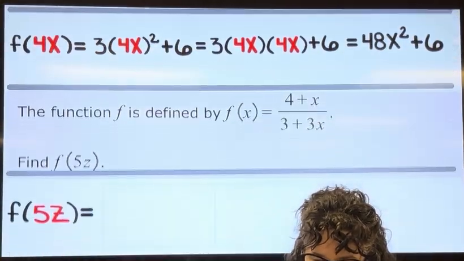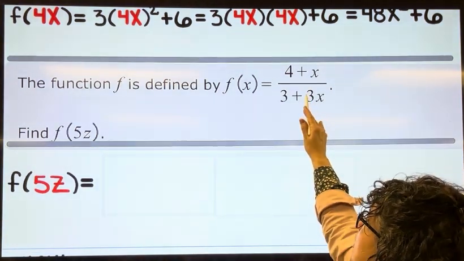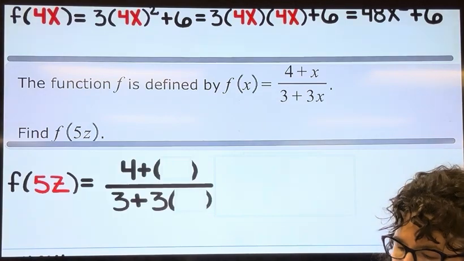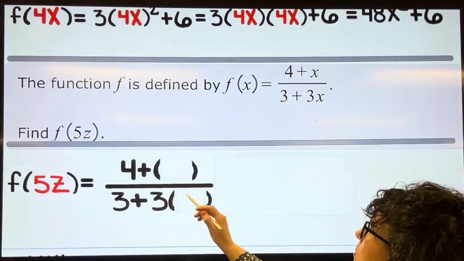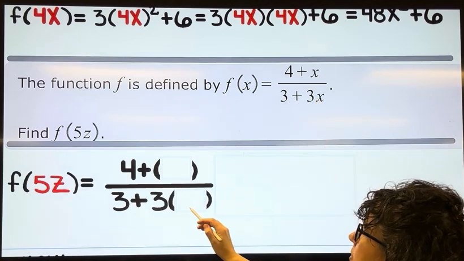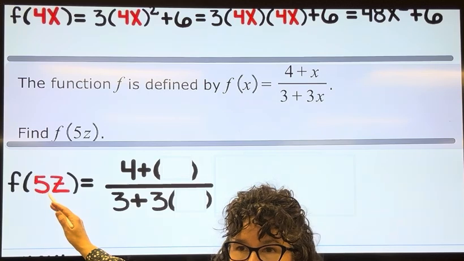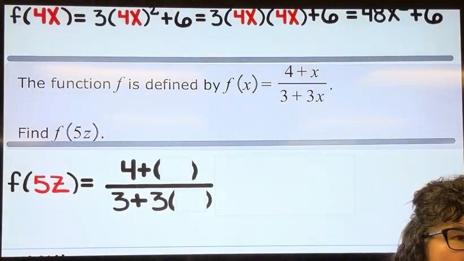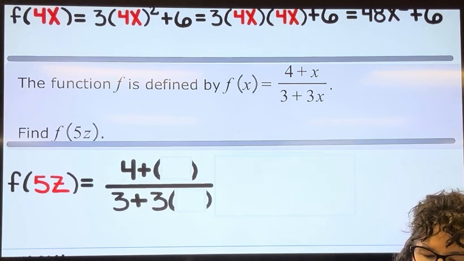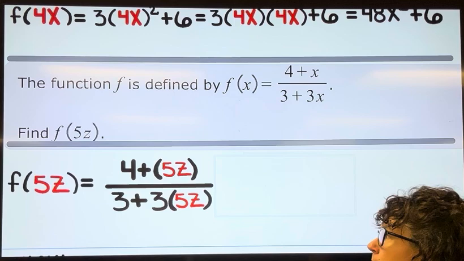Okay, last example here. This time, this is our function. So I'm going to grab my function, 4, I put a set of parentheses where the x used to be, and a set of parentheses where that x used to be. And whatever is in here replaces the x from the original equation. So this one becomes 5z, and this one becomes 5z.